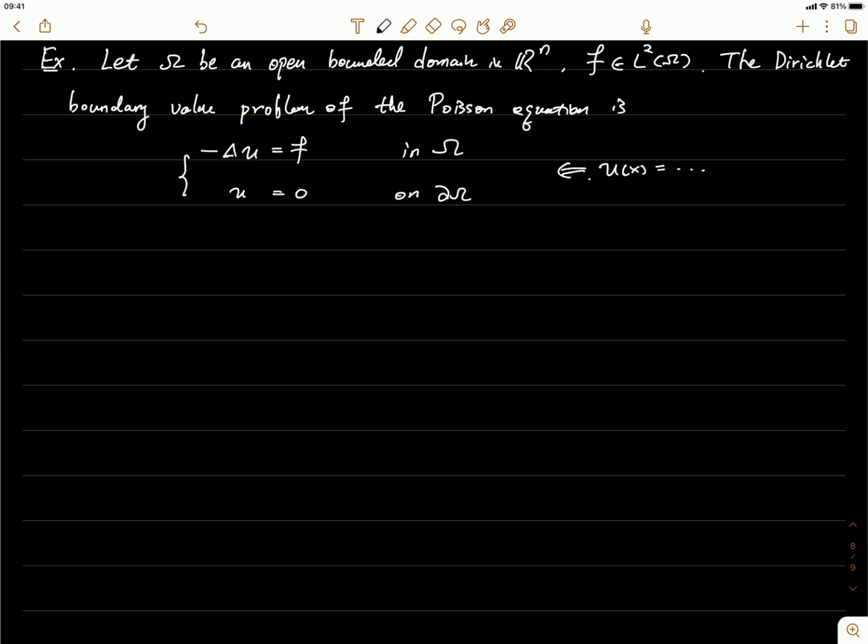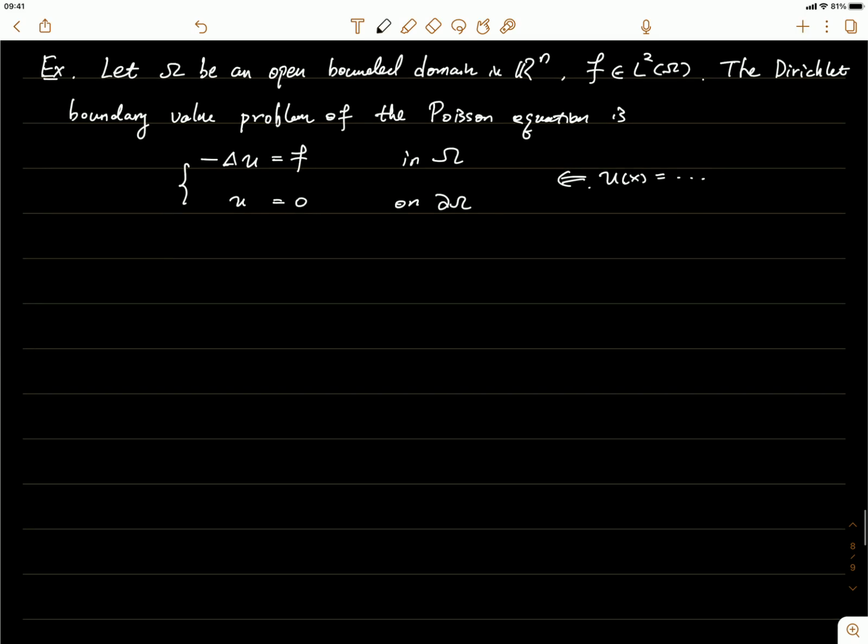Okay, so what we're doing here is to show, not finding the solution to the PDE, but trying to prove that such a PDE has a solution, and the solution is unique. That is a very easy, very elegant application of the Riesz representation theorem. Okay, so let's see what we can do here.